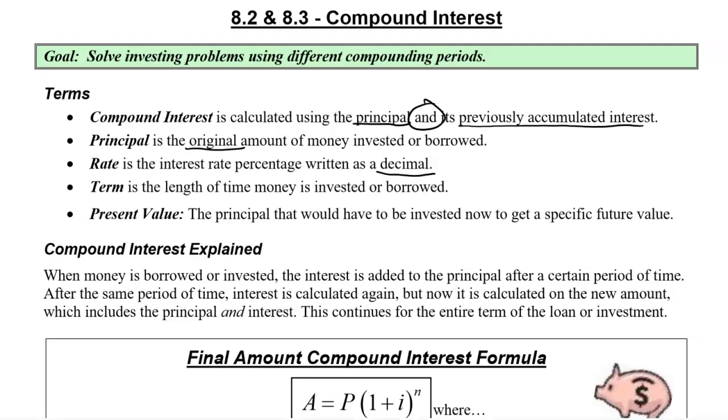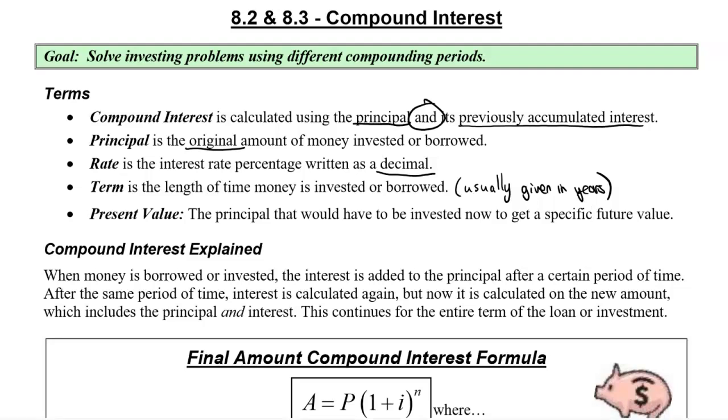The rate is the interest rate written as a decimal. And the term is the length of time money is invested or borrowed. That is often done in years. And then we have to translate it from that. It won't always be in years, but oftentimes it's given in years. Present value is the principal that would have to be invested now to get a specific future value.